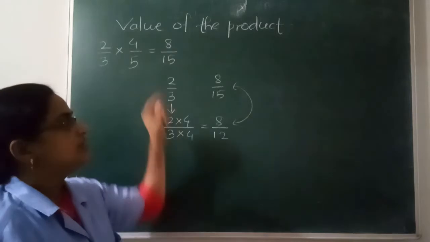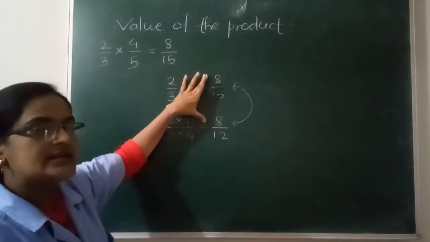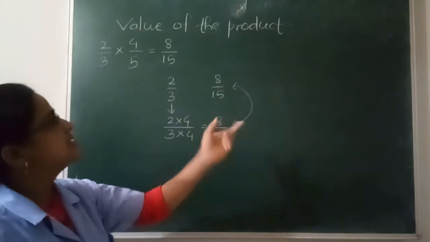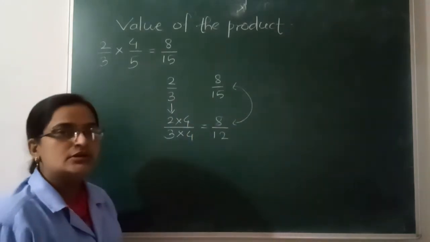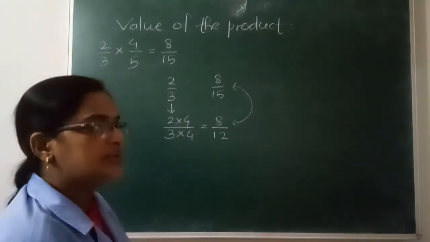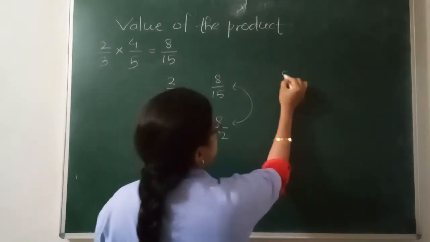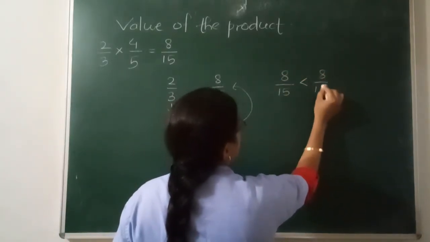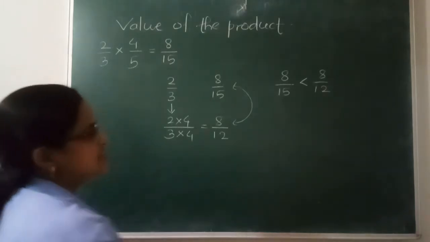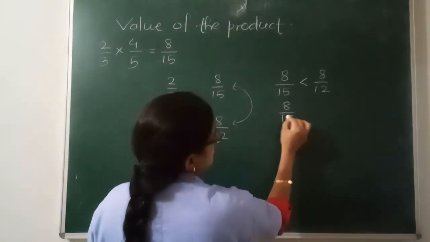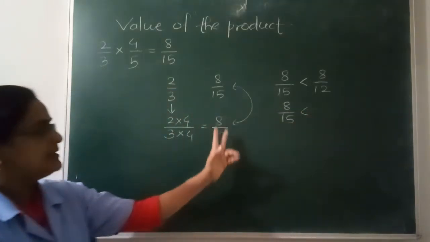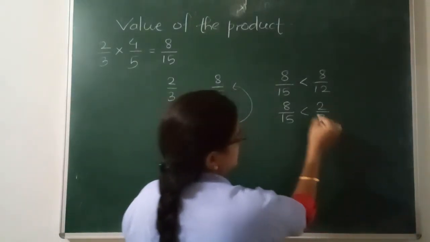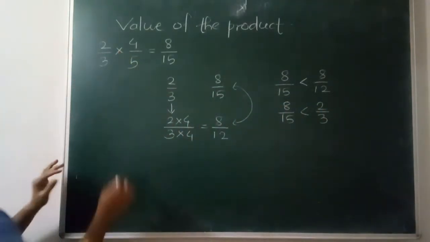Now I will compare these two fractions, 8 upon 15 and 8 upon 12. Now we know if the numerators of the fractions are same, then the fraction with greater denominator is smaller. What do we know? The fraction with greater denominator is smaller. So I will say 8 upon 15 is smaller than 8 upon 12. What does it mean? 8 upon 15 is smaller than 8 upon 12, which is equivalent to what? 2 upon 3. Okay.